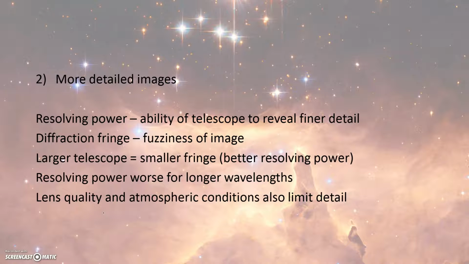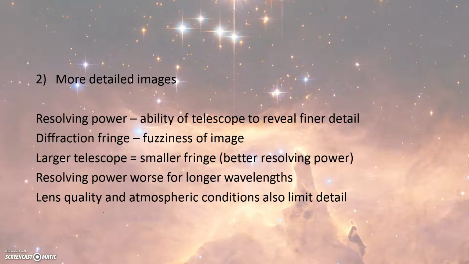The reason for that is because each telescope has a diffraction fringe. The diffraction fringe is the fuzziness of the image, or the amount of fuzziness that you're going to be able to take away. Yes, fuzziness is a technical term. No, actually it's just Miss Ruark's term. But a diffraction fringe is taking the fuzziness away from that image and making it more detailed.